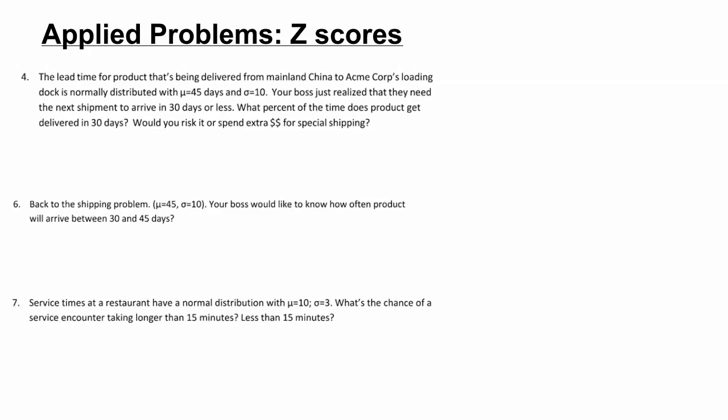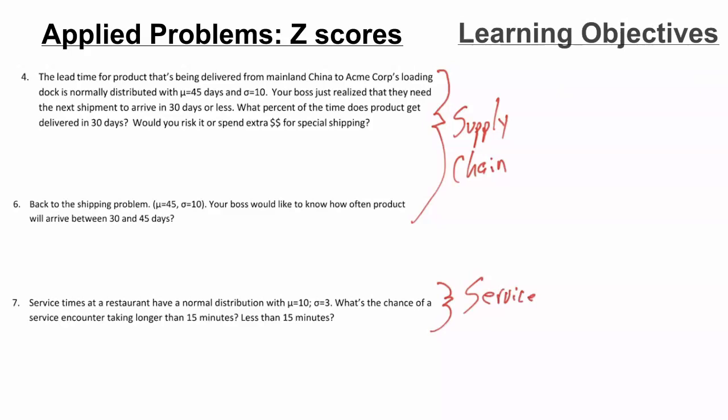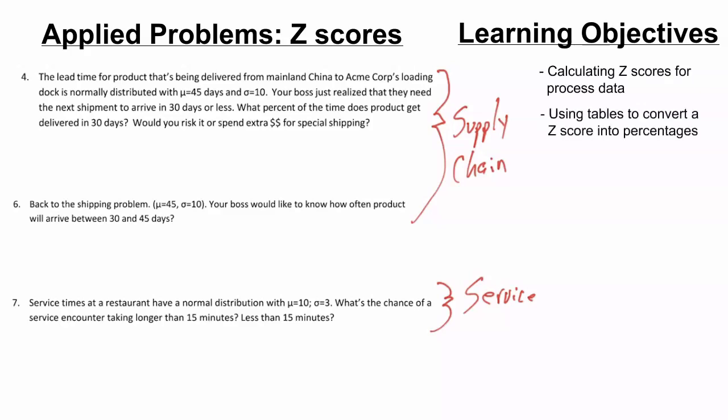But in the problems that we'll be taking a look at, they come from the Lean Six Sigma data analysis program, and I'm looking at problem number 4 and 6, which is a supply chain problem. And then number 7 is more of a service industry transactional service problem. The learning objectives for this particular module then include working with z-scores and the z-score formula, using z-score tables. I'm going to be using a simple z-score table in the calculations and analysis, and converting z-scores into percentages.